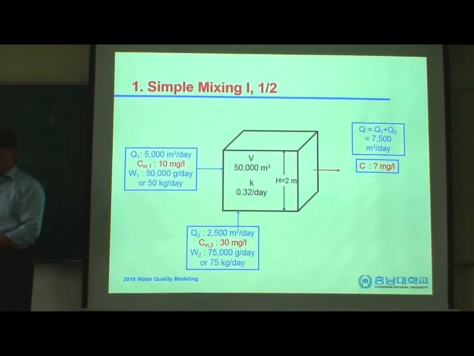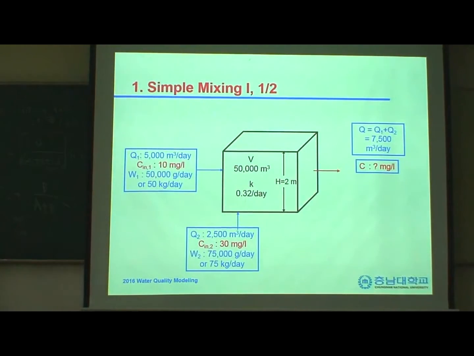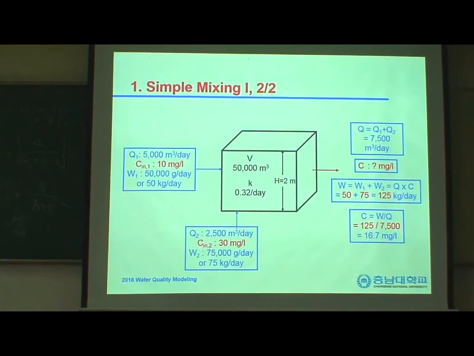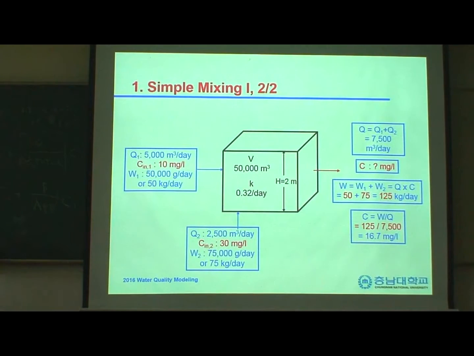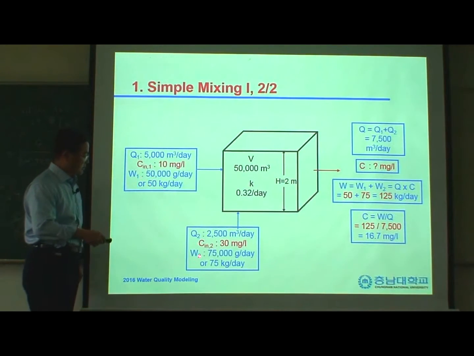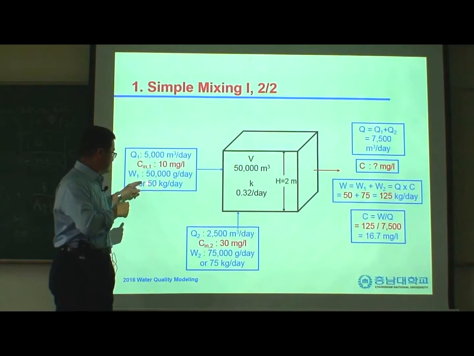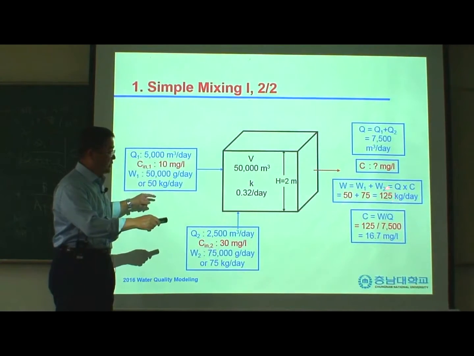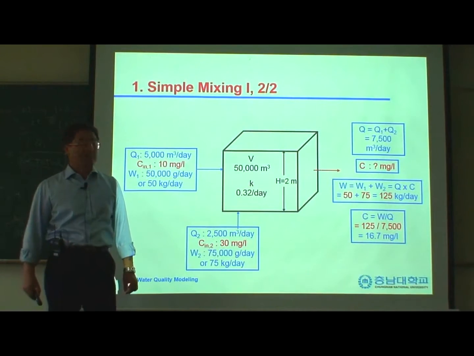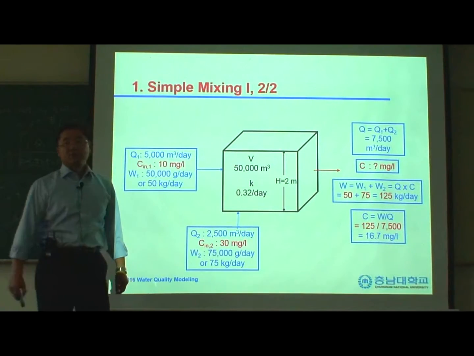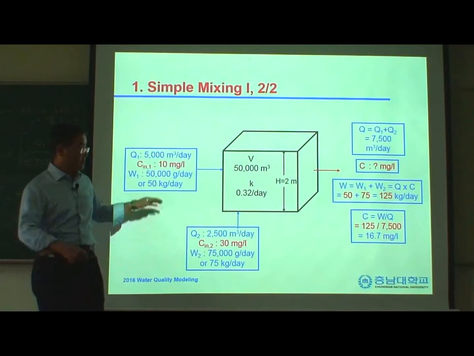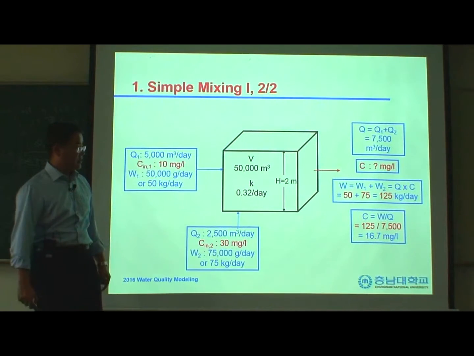Okay? But we'll just solve this problem step by step. Okay. Then I have 2 mass per time. 1 and 2 is going to be my 50, 75. Then I have 125 is my mass per time. Total mass per time coming into here.